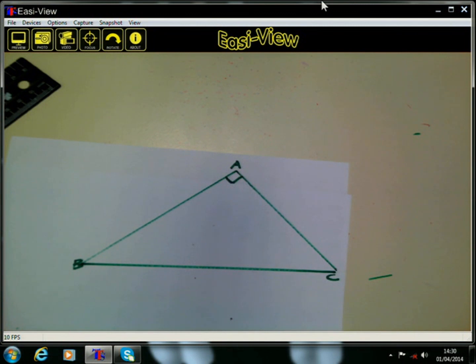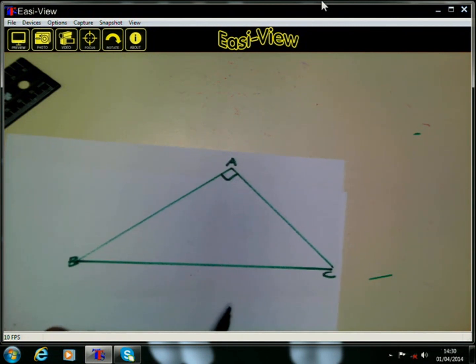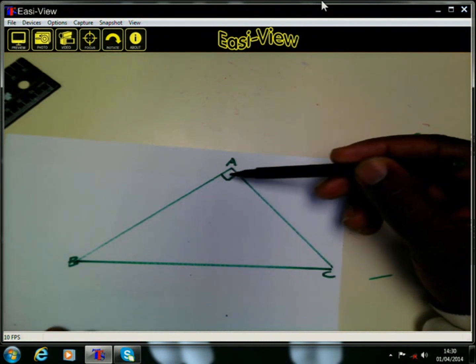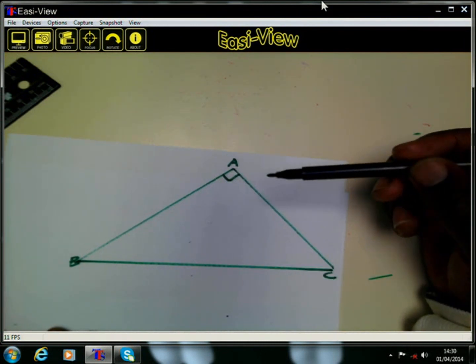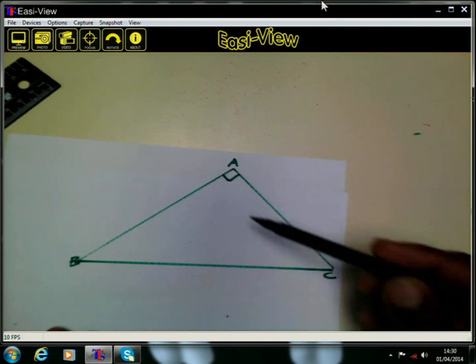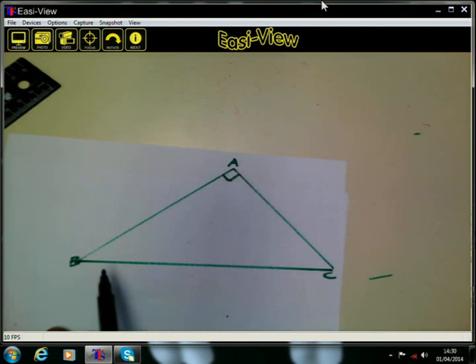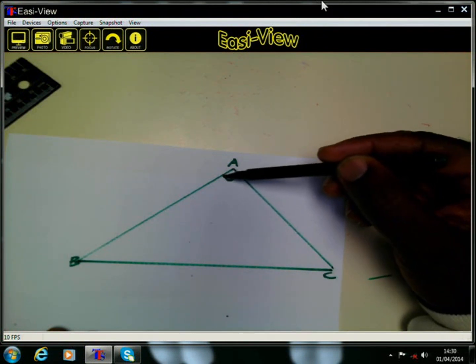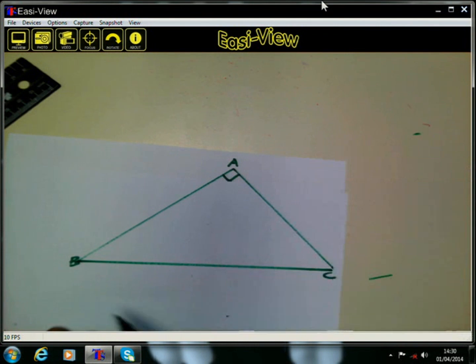And what is interesting about this is that the side which is opposite to this must always be the longest side, which becomes the hypotenuse. The side which is opposite to this is side BC. Side BC is opposite to the 90-degree angle. And this is the longest side, which is called the hypotenuse.